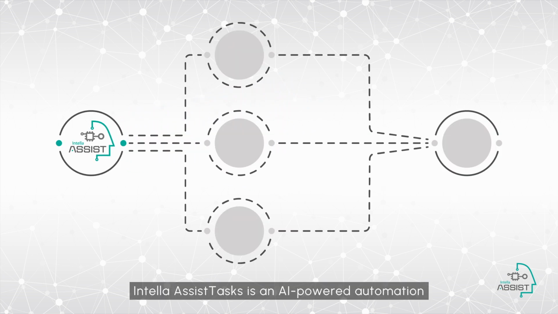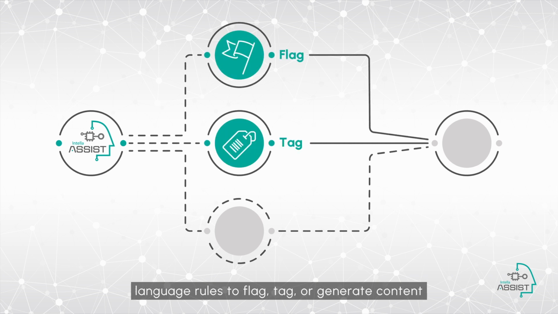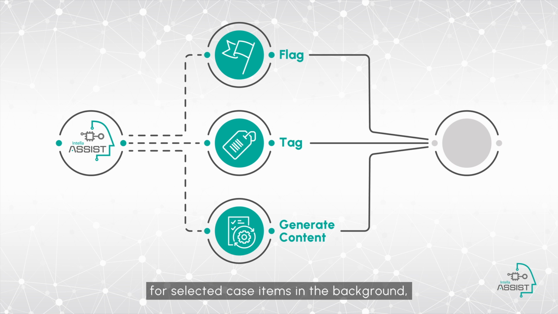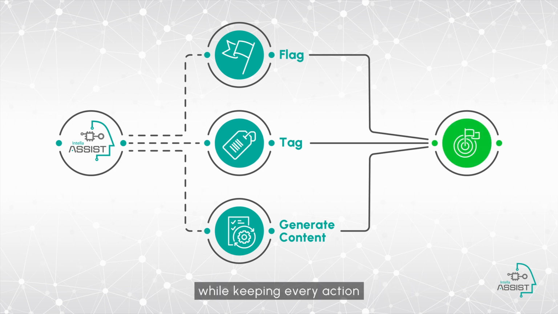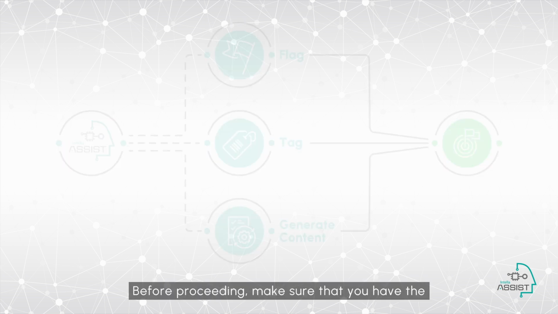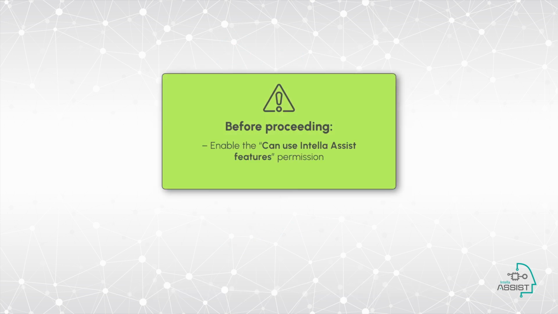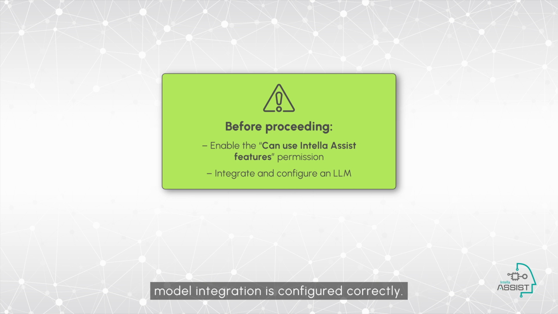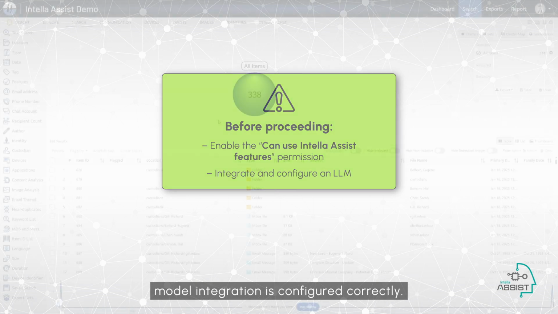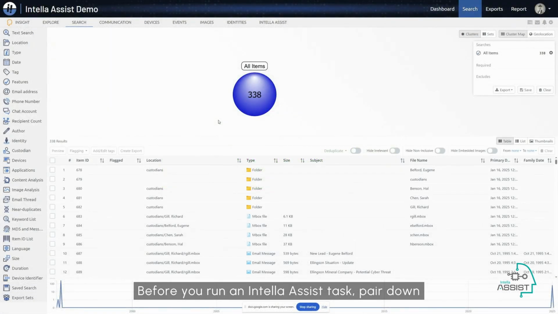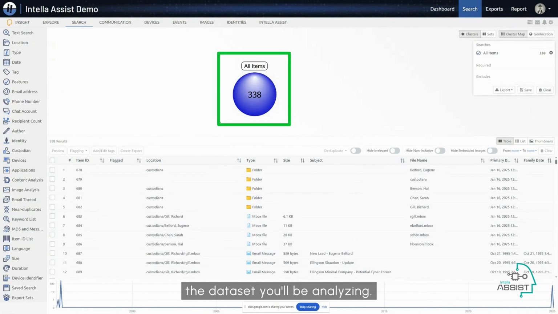Intella Assist Tasks is an AI-powered automation feature that executes user-defined natural language rules to flag, tag, or generate content for selected case items in the background, while keeping every action transparent and auditable. Before proceeding, make sure that you have the Can Use Intella Assist features permission enabled, and that the large language model integration is configured correctly. Before you run an Intella Assist task, pare down the dataset you'll be analyzing.